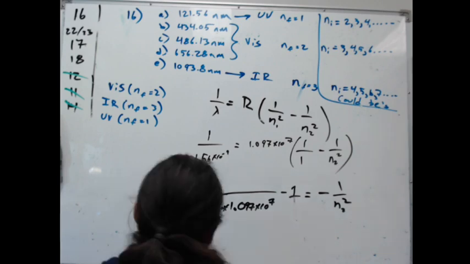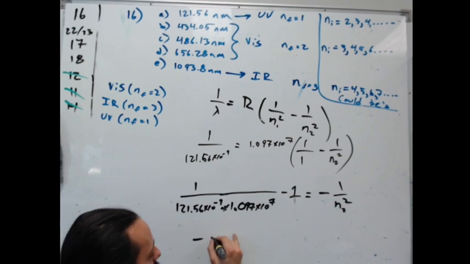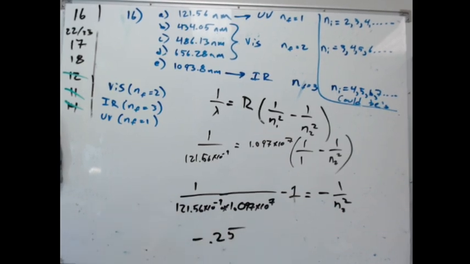So, what do we get for this numerical value? Did no one do it? Hold on, wait. I think I left my calculator in the room on accident. Negative 0.25. Oh, that's great.